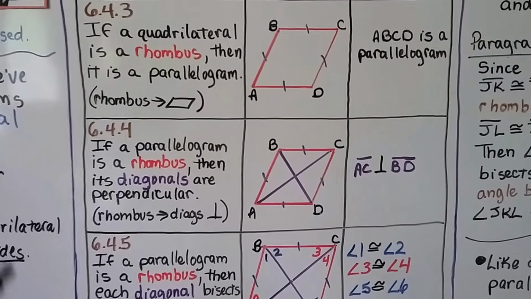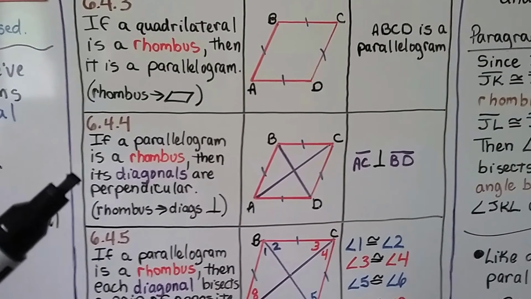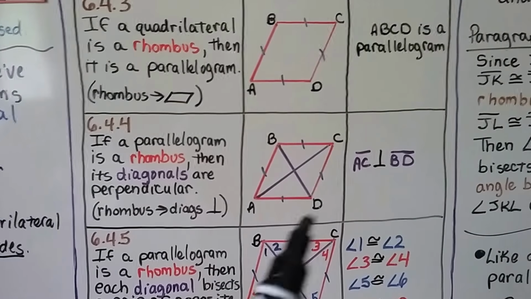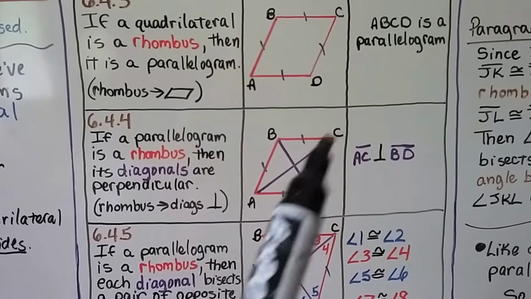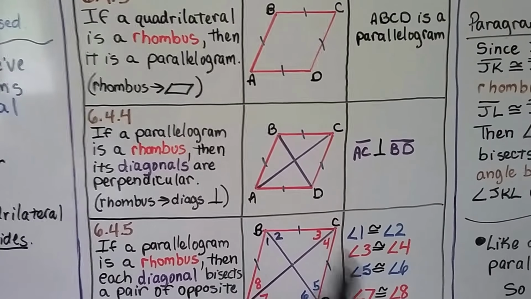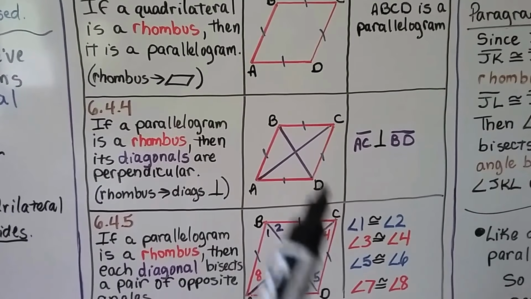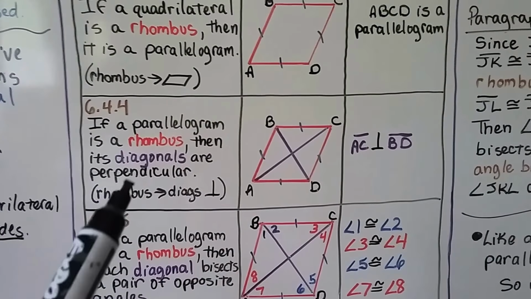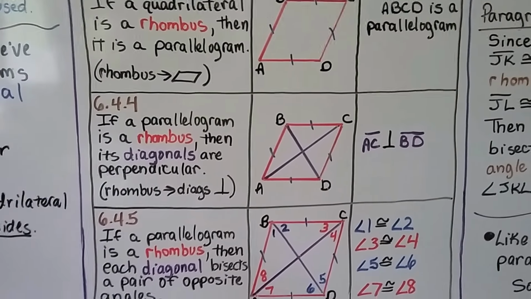Our next one says if a parallelogram is a rhombus, then its diagonals are perpendicular. We can see 4 congruent sides, so we know it's a rhombus, and we can see the diagonals, and they are perpendicular. Segment AC is perpendicular to BD. And we can write in geometric notation, rhombus, therefore diagonals, perpendicular.